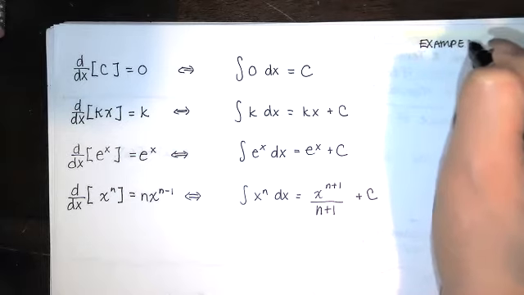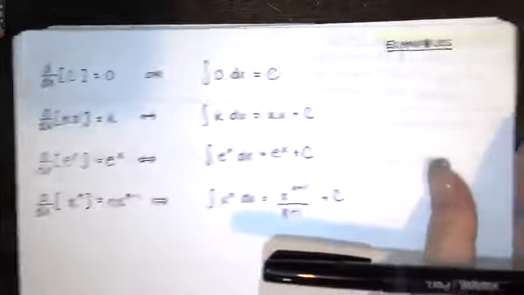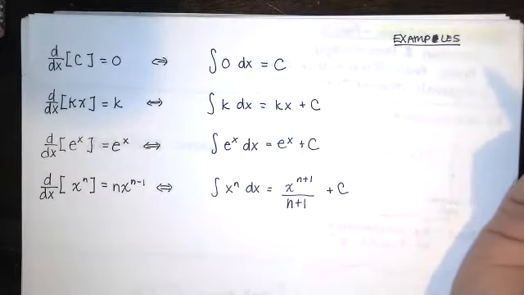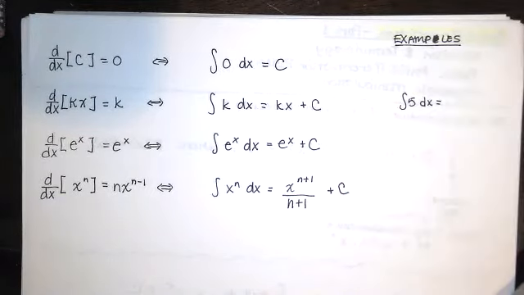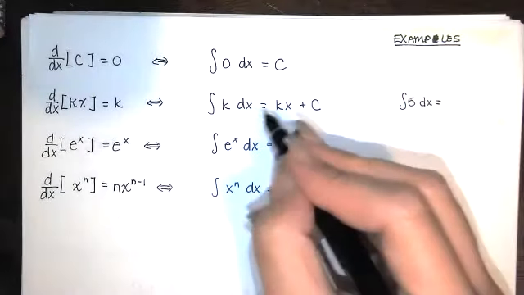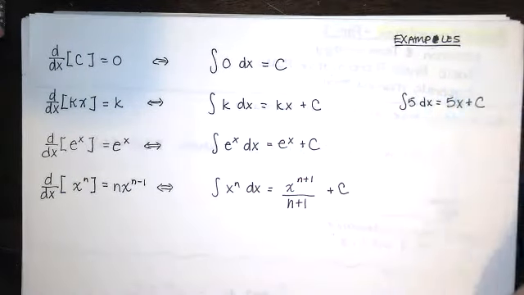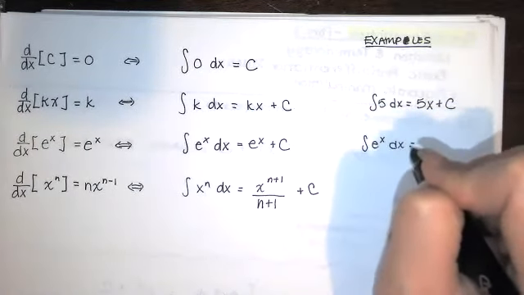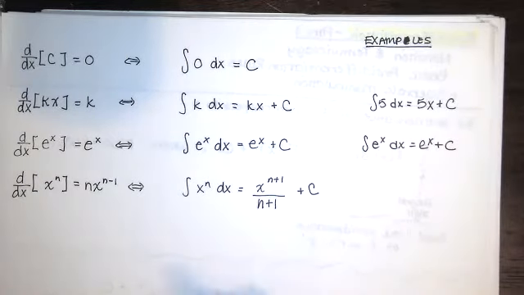Just simple examples. The antiderivative of 0 is a constant. There's not really an example I can show you there. I might ask myself, what's the antiderivative of 5? The antiderivative of a constant is a constant times x plus c. So the antiderivative of 5 is 5x plus c. Antiderivative of e to the x is e to the x plus c. Example is exactly like the rule. Not much going on there.